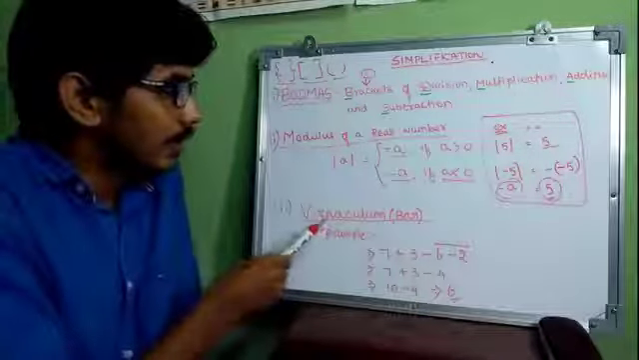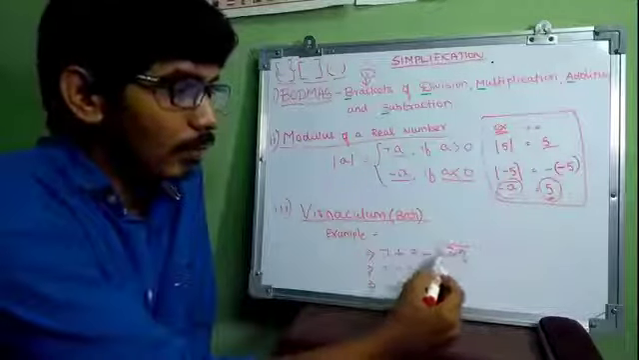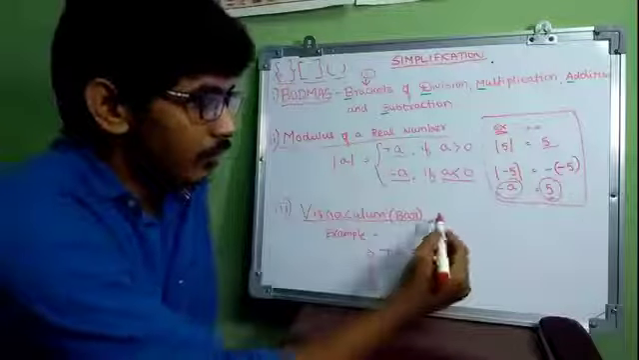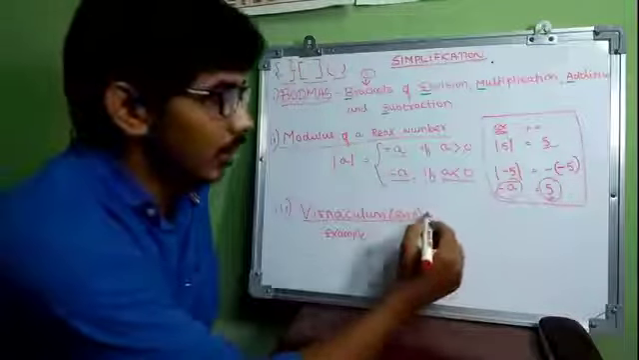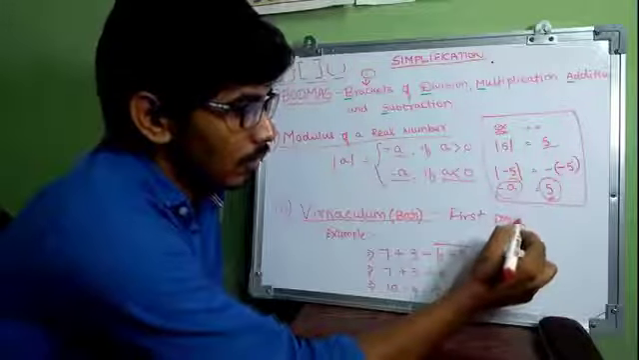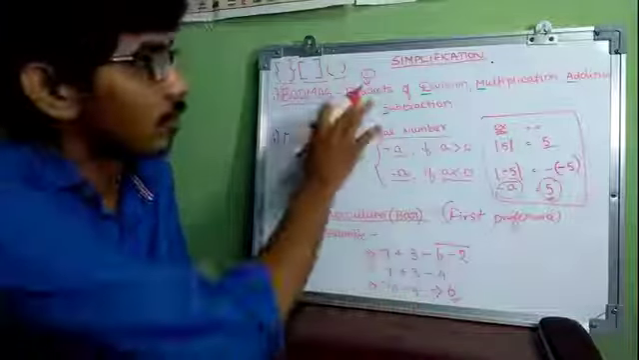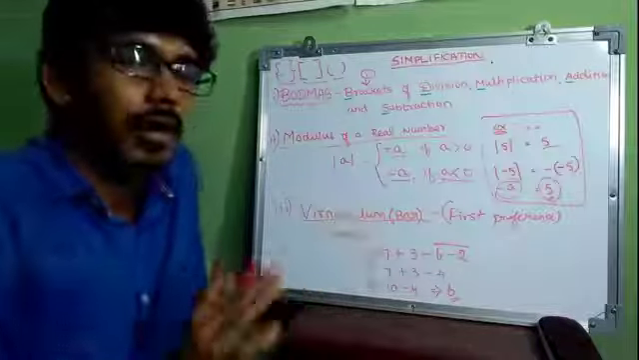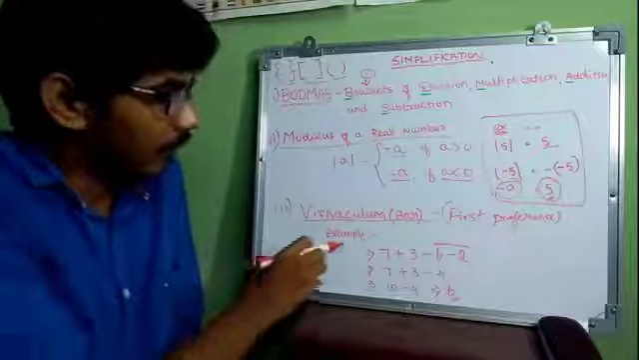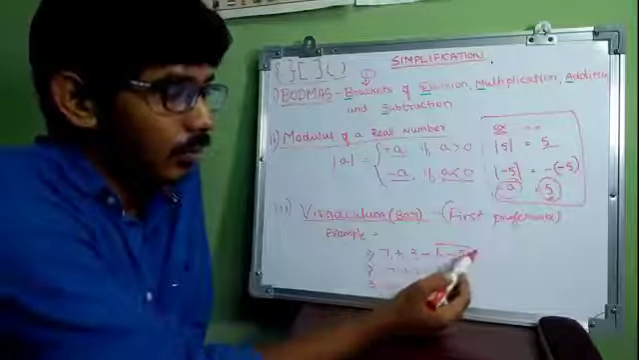And the third one is vinculum. This is nothing but a line above the variables, above two variables. It means that you should give preference to this. You should give first preference to vinculum, even before the bracket. I have given here an example: 7 plus 3 minus the whole bar of 6 minus 2.